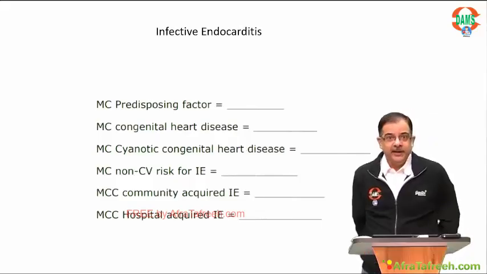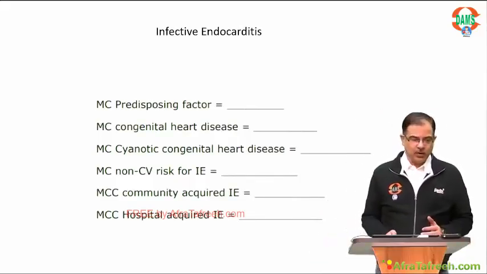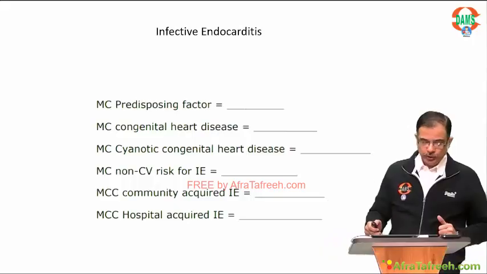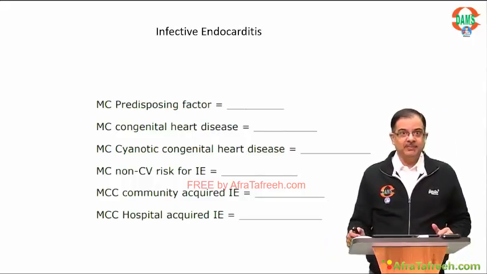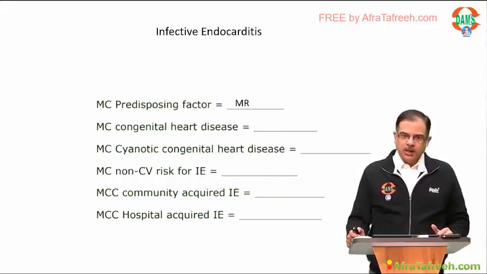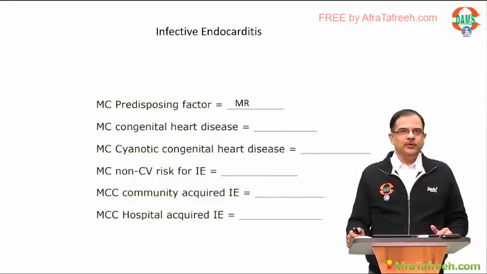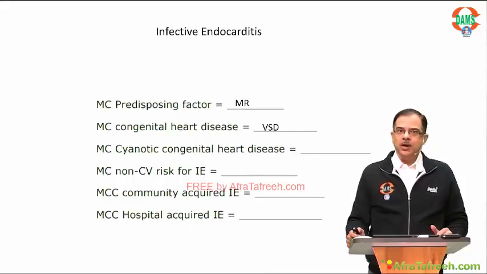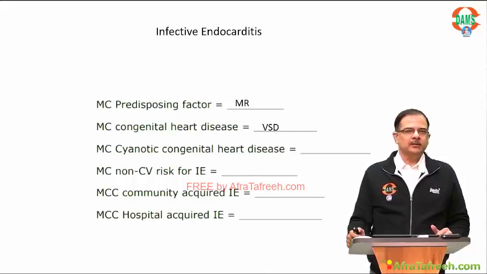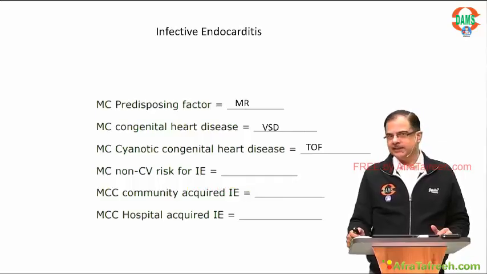In infective endocarditis we will discuss the new Duke's criteria, but before that, some important questions. The most common predisposing factor for infective endocarditis is mitral regurgitation, MR. The most common congenital heart disease leading to infective endocarditis is VSD. The most common cyanotic congenital heart disease is tetralogy of Fallot. The most common non-cardiovascular risk for infective endocarditis is IV drug abuse.